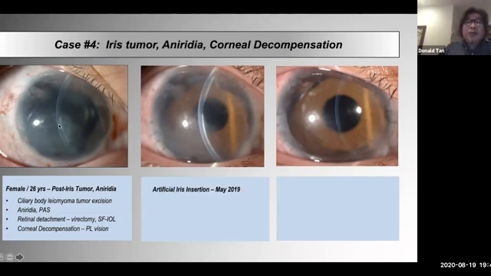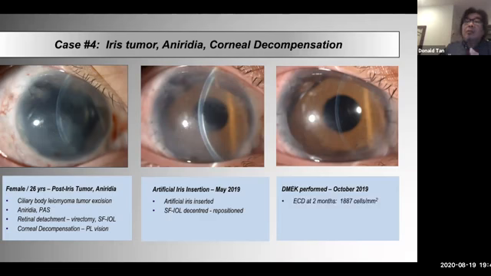I inserted the iris in May. I mentioned about being careful with the iris, with the IOL. The IOL was decentered, one loop was out. I had to go in again and reposition that loop, but that was okay. And then we performed a DMEK, and this is what the eye looks like. 1,800 cells, 6/45, she's got epiretinal membrane and cystoid macular edema, so she's still undergoing treatment, but 15 months, she's doing well.